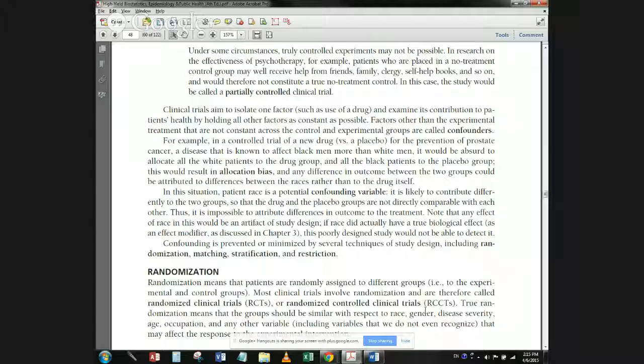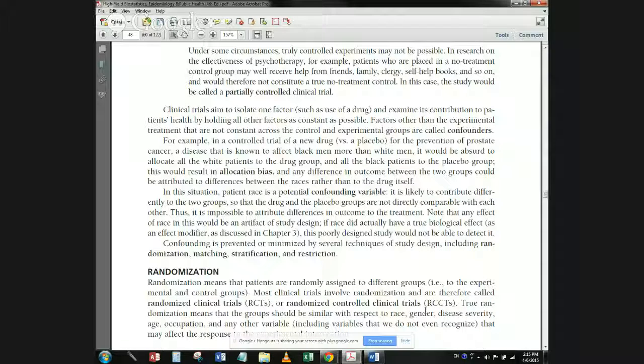This would result in allocation bias, and any difference in outcome between the two groups could be attributed to differences between the races rather than to the drug itself. In this situation, patient race is a potential confounding variable. It is likely to contribute differently to the two groups, so that the drug and the placebo groups are not directly comparable with each other. Thus, it is impossible to attribute differences in outcome to the treatment.